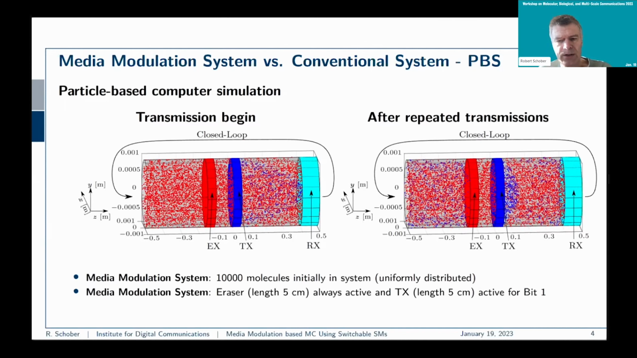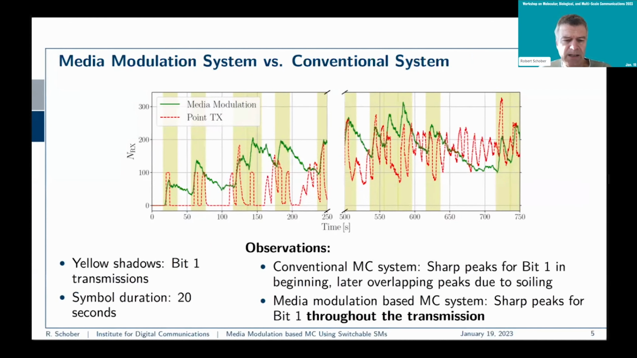And if we have a closed loop system, if the molecules pass by again at the eraser, they are set back into the original state. And as a result, there's no soiling of the channel. So this is sort of intuitive. And then we also have a little simulation result here.